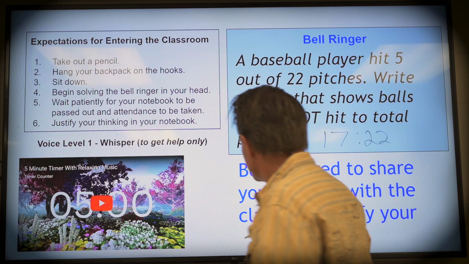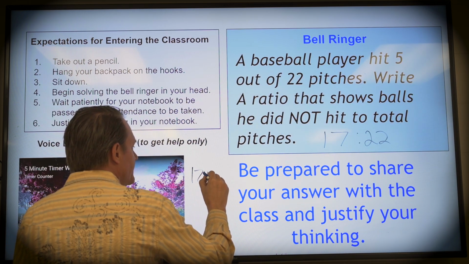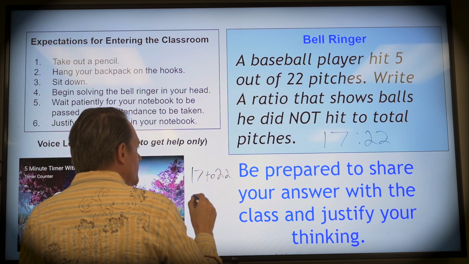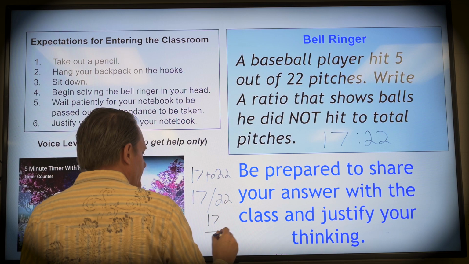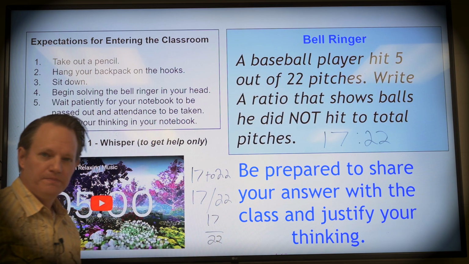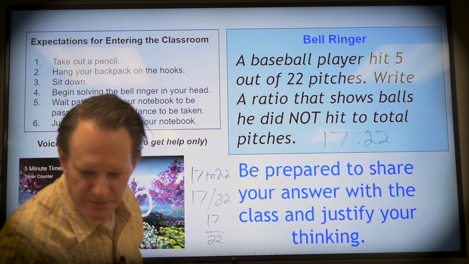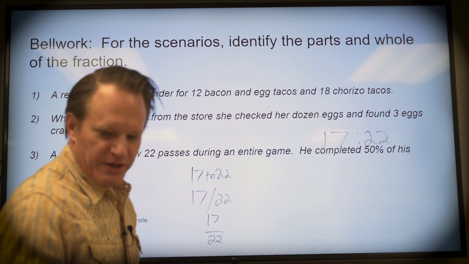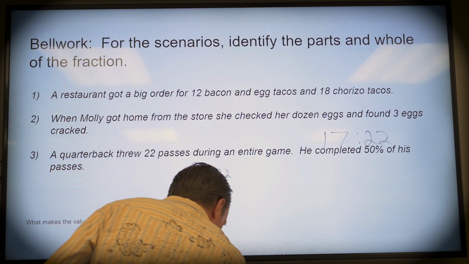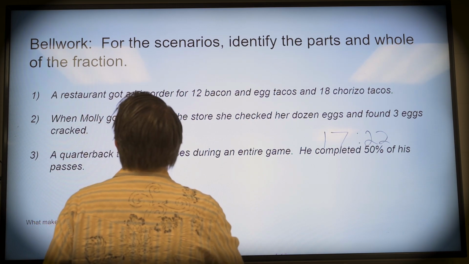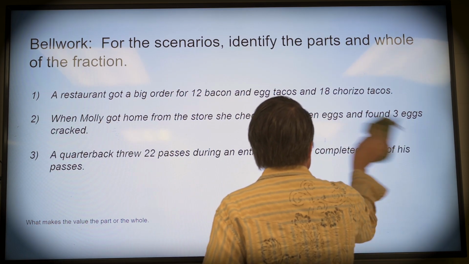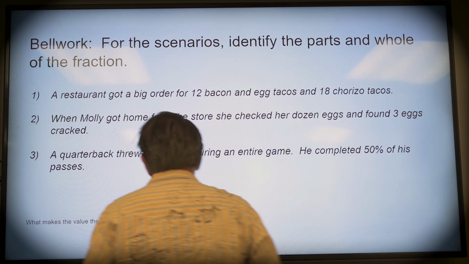Another way you could write this: 17 to 22, or 17/22, or 17 over 22. Just like that. Let's see what else we got here. A couple of different scenarios, and in these scenarios, we're going to be comparing parts and wholes. Let's take the first one.